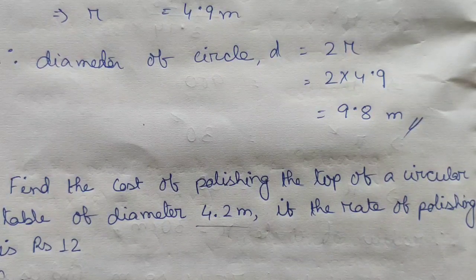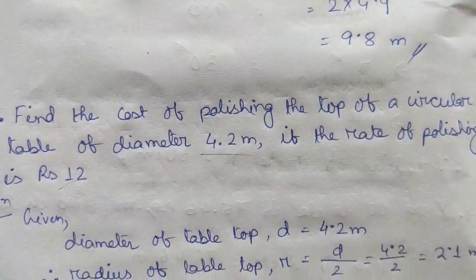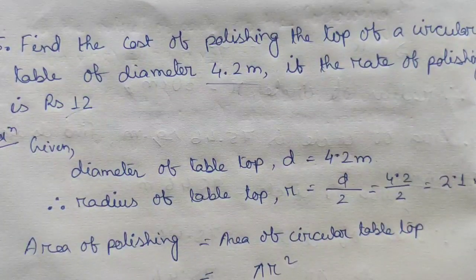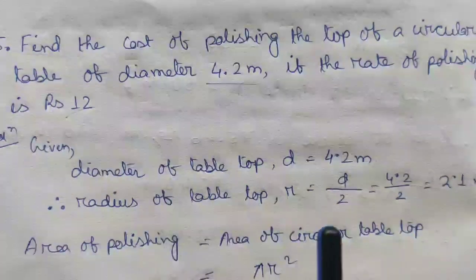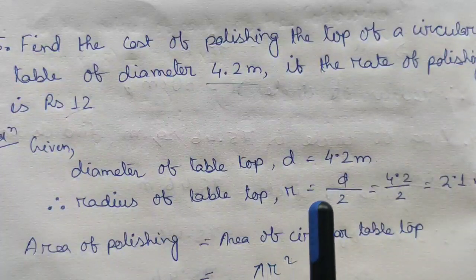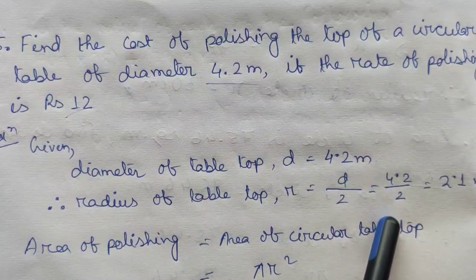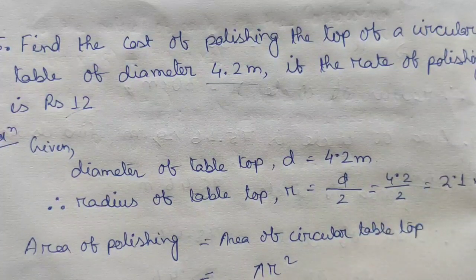First of all, we will find the area of the circular table. Then since polishing 1 meter square requires 12, we will multiply 12 with the total area, so we will find our cost. Clear? Given the diameter of the tabletop, d equals 4.2 meter. If the diameter is 4.2, its radius will be 4.2 divided by 2, that is 2.1 meter, right? Now area of polishing will be the area of the circular tabletop, right?